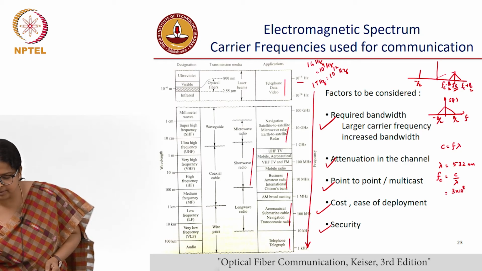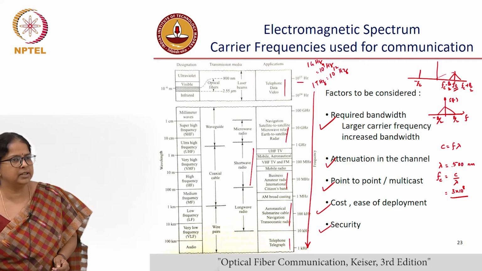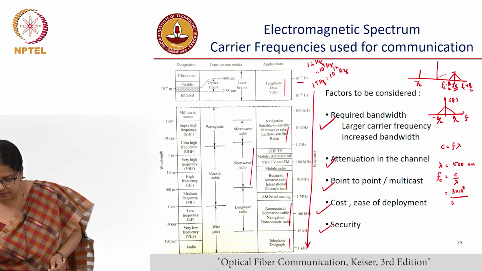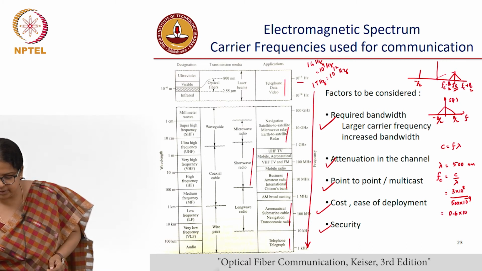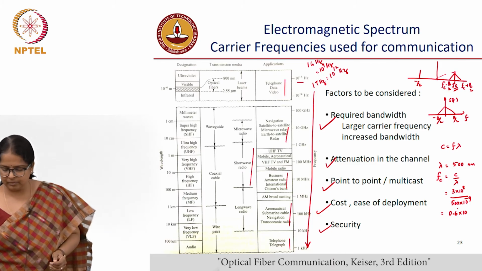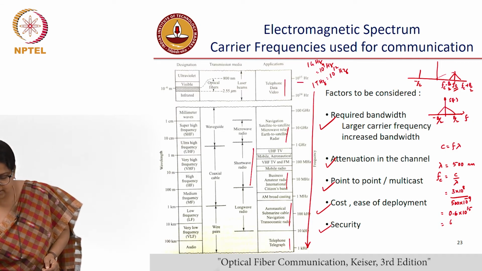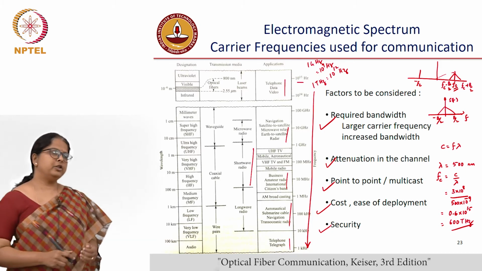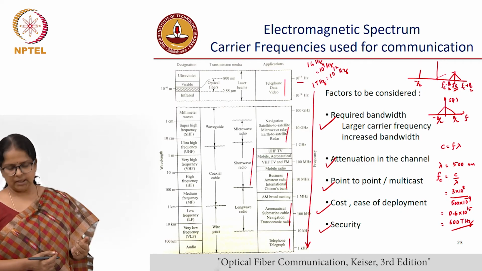c is 3 into 10 power 8. Let's take 500 nanometer, so that it's easy for us to calculate. 500 into 10 power minus 9 meters, since 1 nanometer is 10 power minus 9 meters. That gives 0.6 into 10 power 15, which is 600 terahertz. So if you are using green for communication, your carrier frequency is 600 terahertz.